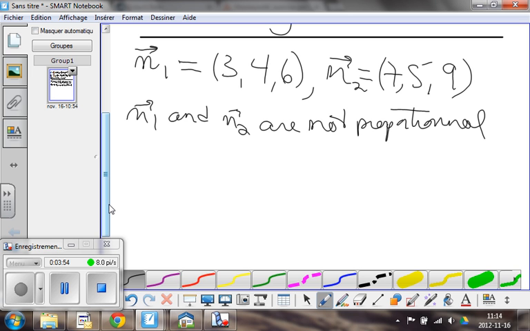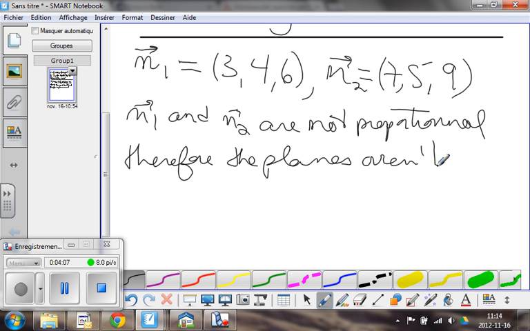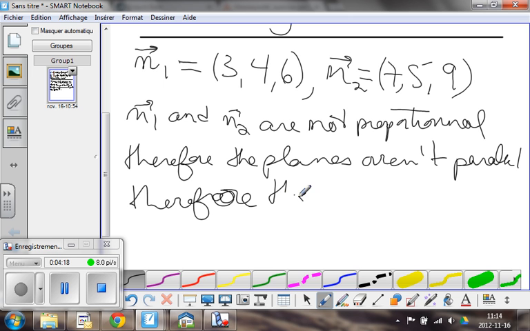It's going online. Okay, N1 and N2 are not proportional, therefore the planes are not parallel. Therefore what? Therefore they cross. Okay, that's like the full reasoning.